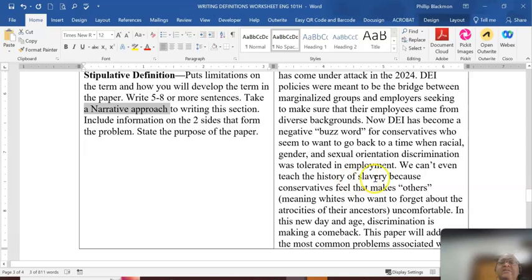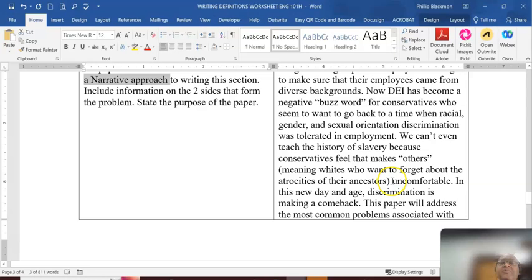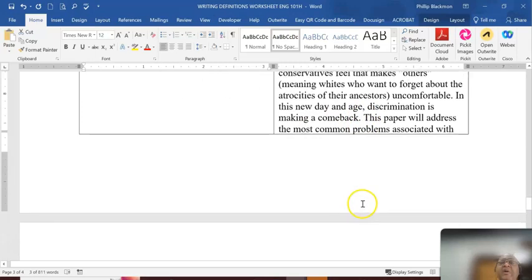We can't even teach the history of slavery because conservatives feel that that makes others, meaning whites who want to forget about the atrocities of their ancestors, uncomfortable. In this new day and age, discrimination is making a comeback. Look at my last sentence.